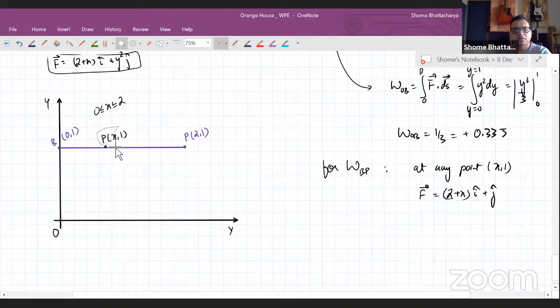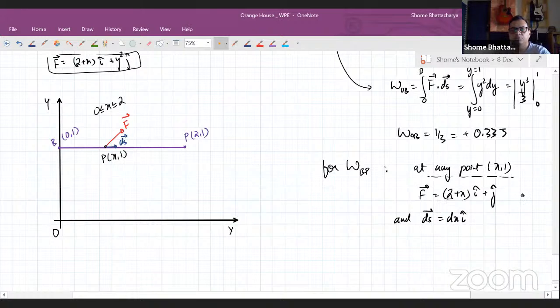Whereas the differential, so the force is in some general kind of direction, you can see like this. The force at a point like this is going to have a general direction like this. But the differential displacement is going to be along the x-axis, so it is just dx i cap. So at any point like this is the type of force you have, this is the type of displacement you have. As you're going along this, at different points, the force will vary, but the displacement will always be along the x-axis.